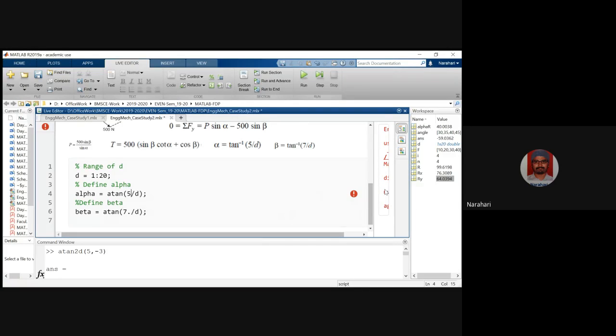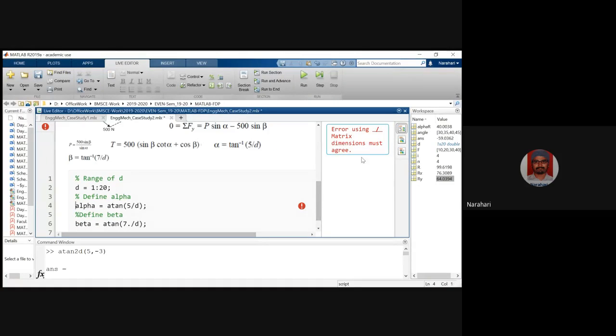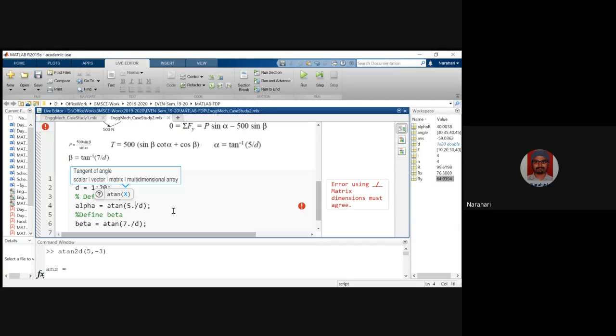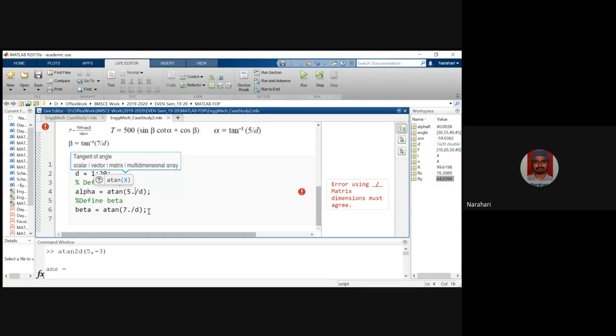See, you can see here there is an error that has come up. Error using slash, matrix dimensions must agree. Okay, you cannot simply invert a row vector. Inversion of a row vector is not possible. That is actually a matrix operation that doesn't work, so it will give error. So you have to always do dot slash, in this particular case. Okay, did you understand that?